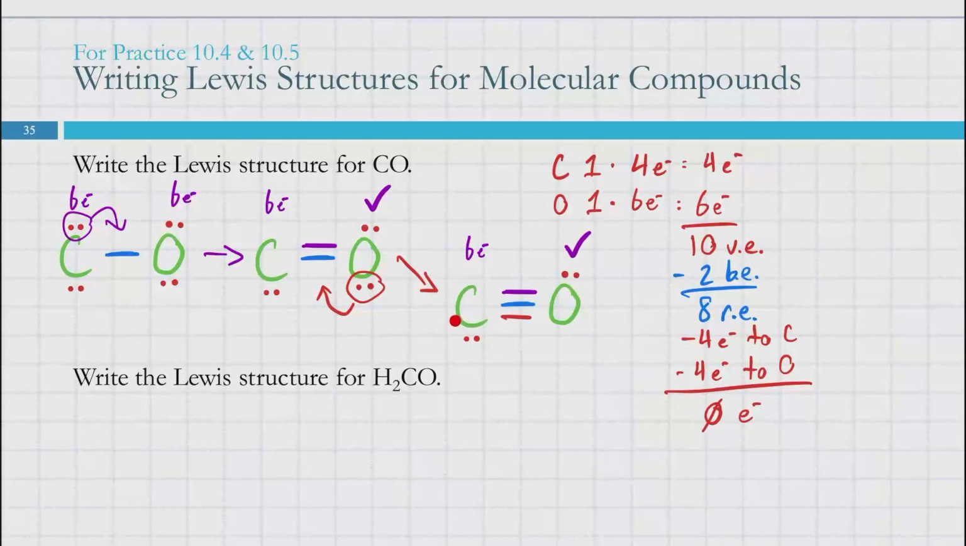Carbon has the same situation. It's got 6 from the triple bond, another 2 from the lone pair, and so carbon also has its full octet. So carbon triple bonded to oxygen, carbon monoxide. Questions about putting together that Lewis structure?